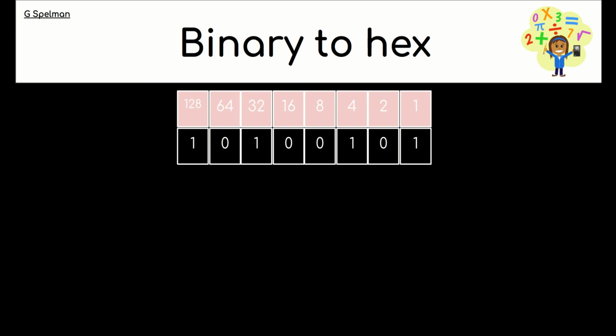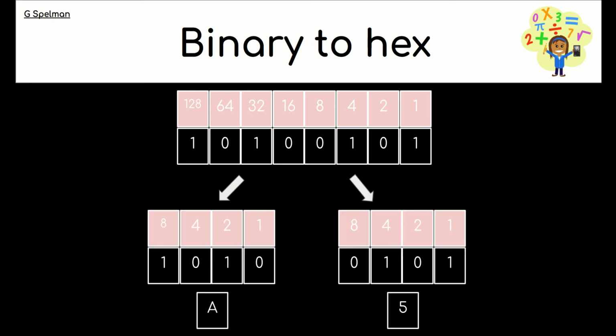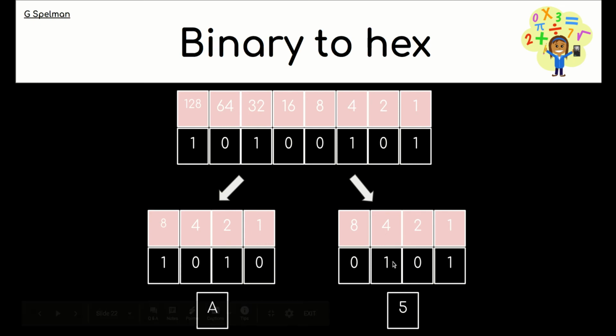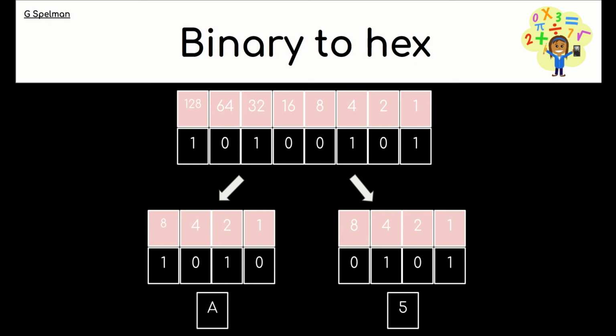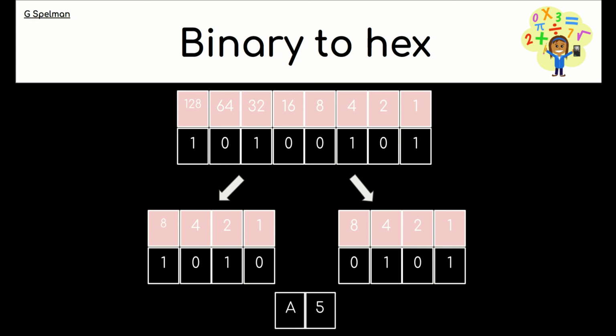And now we're going to do it the other way around, so binary to hexadecimal. What I'm going to do is split that into two nibbles and work out the values. Here we have 5, and over here we have a 1 under the 8 and a 1 under the 2, which gives us 10, which is A. And for our answer, we're going to squash that A and 5 back together, like that.